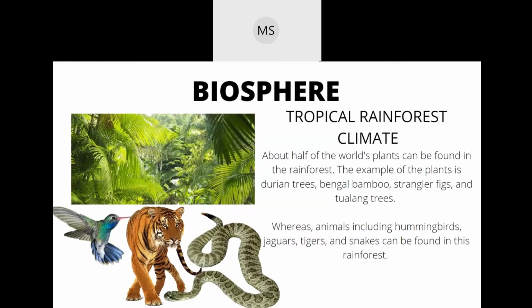About half of the world's plants can be found in the rainforest. Examples of the plants are durian trees, Bengal bamboo, strangler figs, and walang trees, whereas animals including hummingbirds, jaguars, tigers, and snakes can be found in this rainforest.